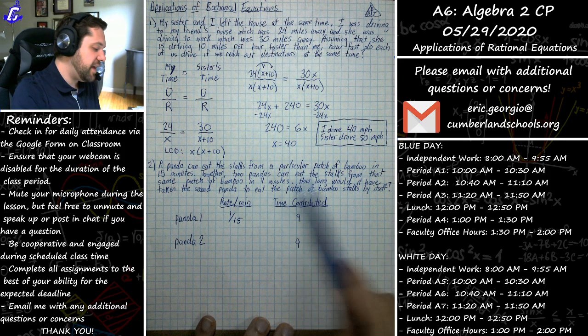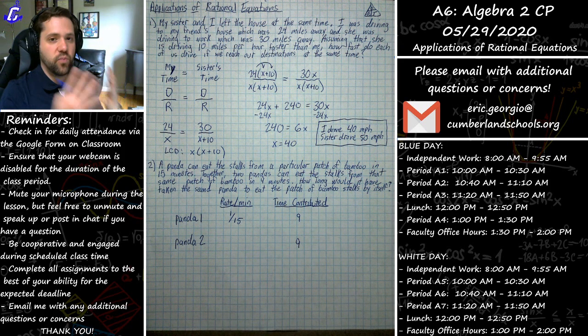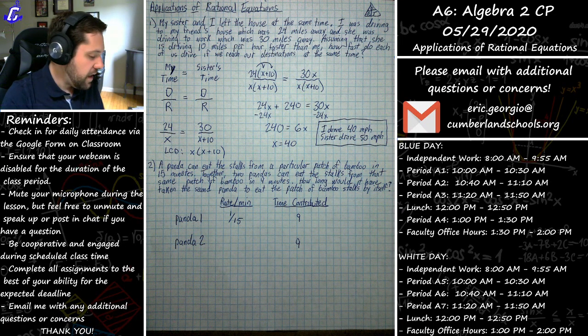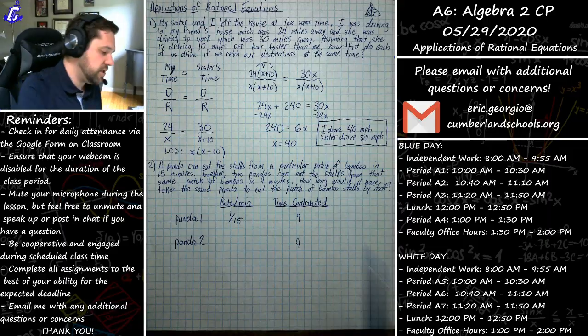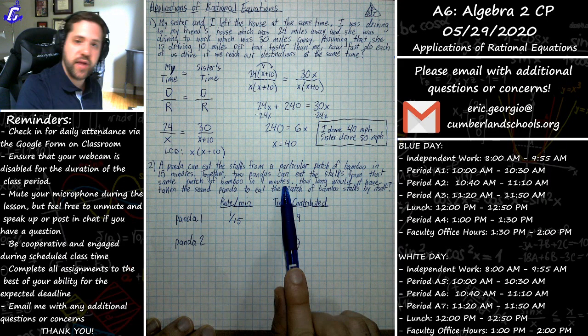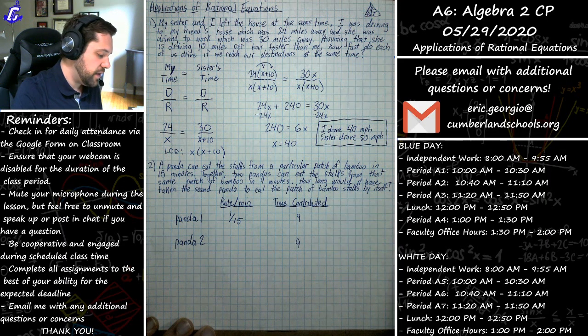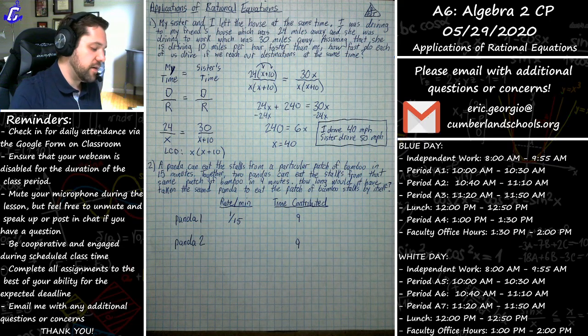But think of it as if these things are working in tandem, how much time do each of them contribute before the goal is accomplished? And it says here that they both contribute 9 minutes and can eat that same patch. Now the unknown piece of information is panda 2. How long would it have taken the second panda to eat the stalks of bamboo by itself?